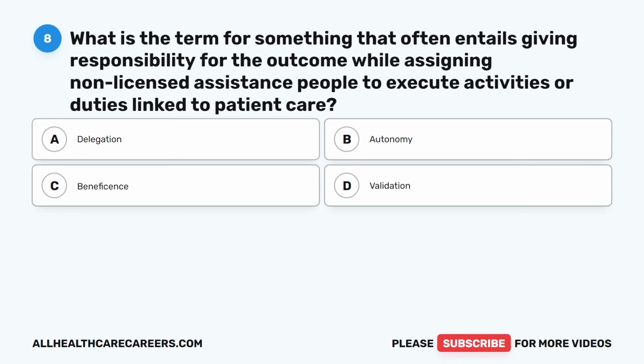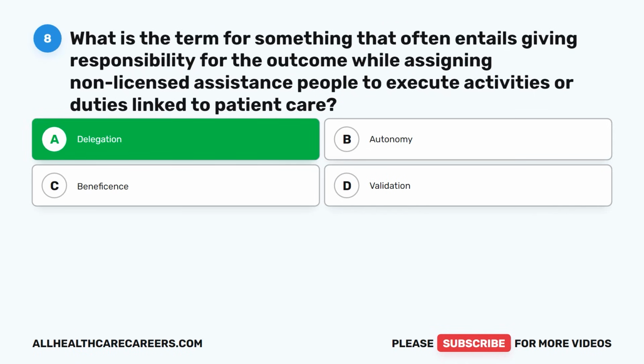Question 8. What is the term for something that often entails giving responsibility for the outcome while assigning non-licensed assistance people to execute activities or duties linked to patient care? A. Delegation. B. Autonomy. C. Beneficence. D. Validation. The correct answer is A.